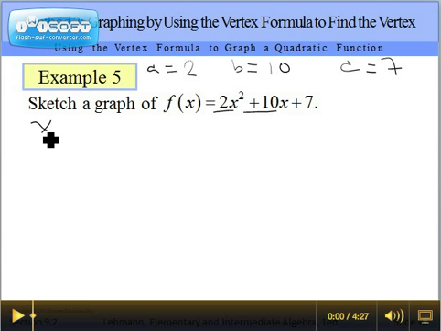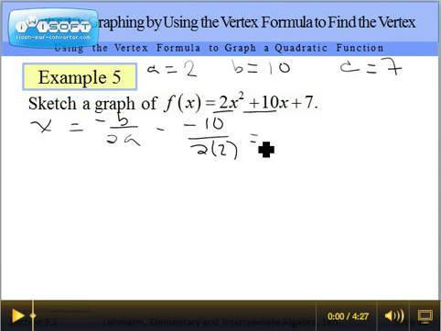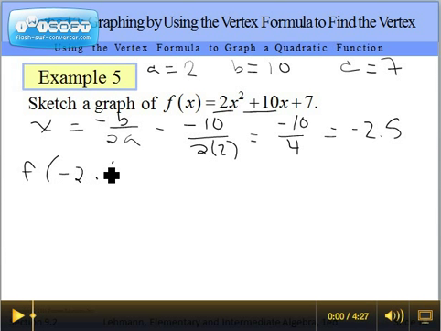So the x value of my vertex is negative b over 2a, which will be negative 10 over 2 times 2. So I end up with negative 10 over 4, or negative 2.5. So the x-coordinate of the vertex is negative 2.5. To find the y-coordinate, we find f of negative 2.5. So f of negative 2.5 is equal to negative 5.5. So the vertex is negative 2.5, comma negative 5.5.